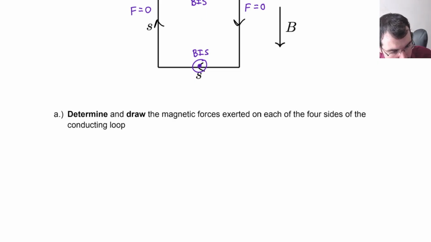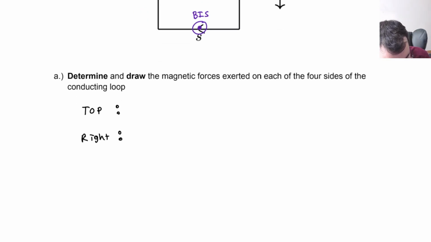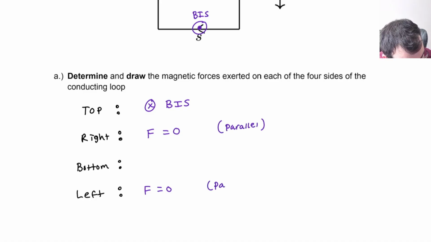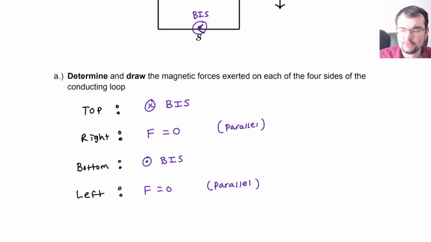So we see that going around the loop, we have the top side, the right side, the bottom side, and the left. So top we said was BIS. Right we said was 0 because of parallel. Left we also said was 0 because of parallel. And then the bottom we said was BIS once again, except it was out of the page.